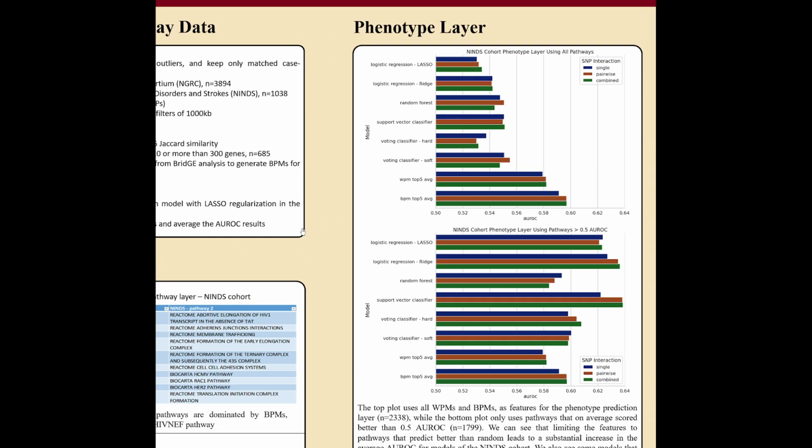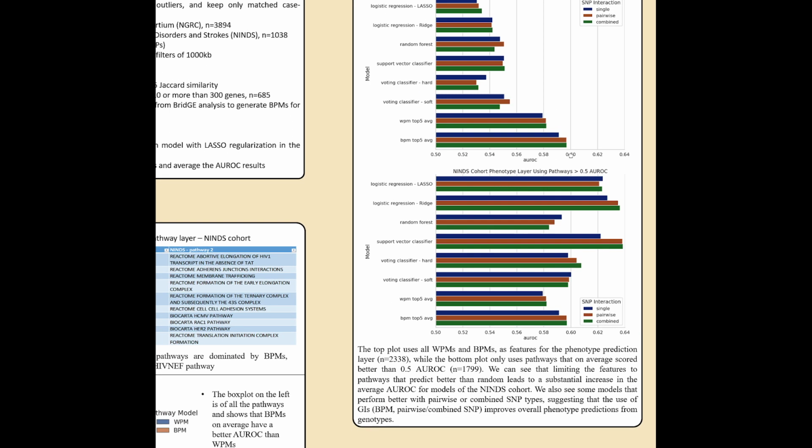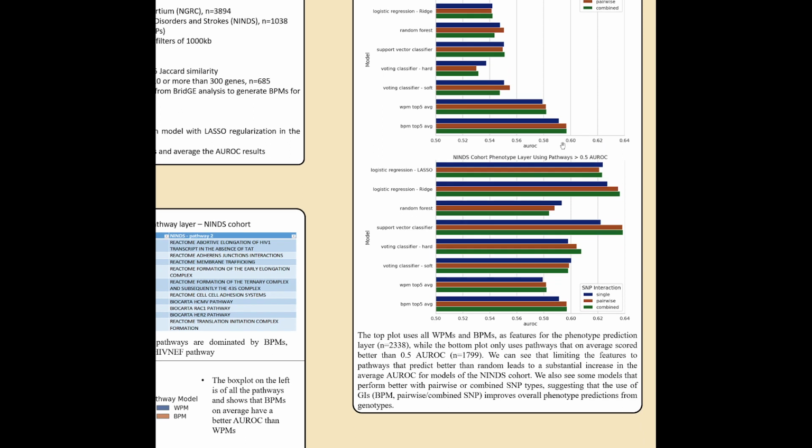Then feeding in all those pathways into our phenotype layer, we have the first plot up top, which uses all the pathways, and we see that our machine learning models cannot perform better than the average top 5 WPMs or average top 5 BPMs. So instead, we looked at the pathways and only took those that had a greater than 0.5 AUROC on average. This indicates that a pathway is performing better than random at predictions.